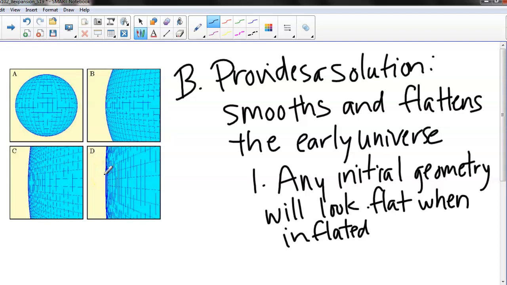Think about the Earth, right? The Earth is a sphere. We've learned this. We're not flat earthers here in astronomy class. But when we look around us, we see flat. We don't see the curvature of the Earth because the Earth is so much bigger than we are. That's the idea here, that we can flatten any geometry by blowing it up huge and keeping our own perspective relatively small.